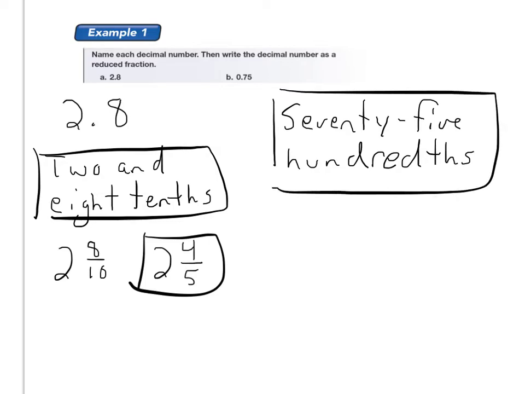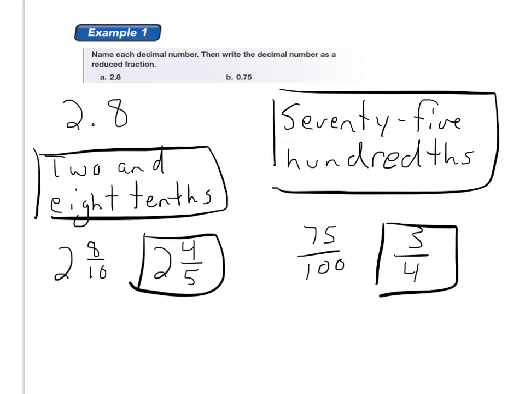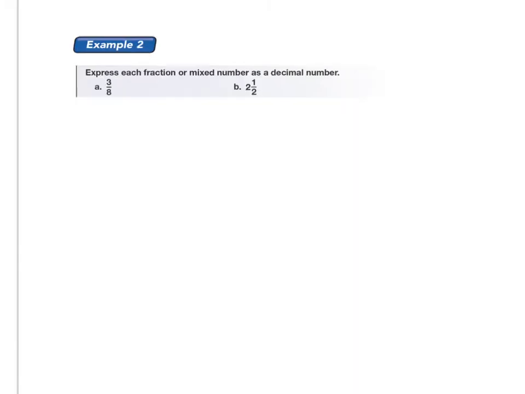Well, again, nice thing about reading them as decimals is I can just write that as a fraction like it sounds. It's 75 hundredths. That's 75 over 100. Now I have to write it as a reduced fraction. So 75 hundredths reduced is 3/4. Now some of you may have known that 0.75 is 3/4 in your head. That's great. If you know that, go ahead and just write that as a reduced fraction. Just make sure your fraction parts are reduced. Let's go ahead and move on to the next example.